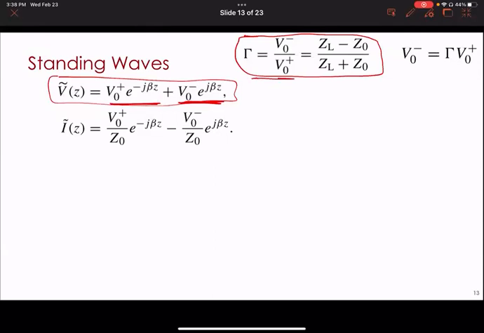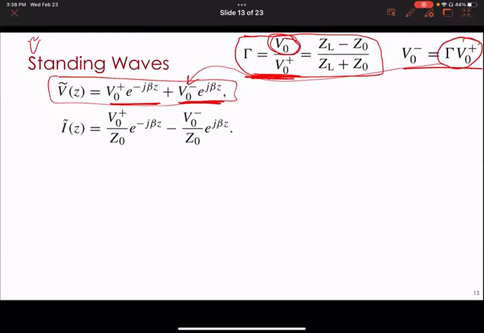If we just looked at this part, then we could easily rearrange to solve for V0 minus. You would just bring the V0 plus over. You multiply gamma by V0 plus, you get this. And then we could say, if V0 minus equals this, then we could just plug that in there, right? And what would we get?